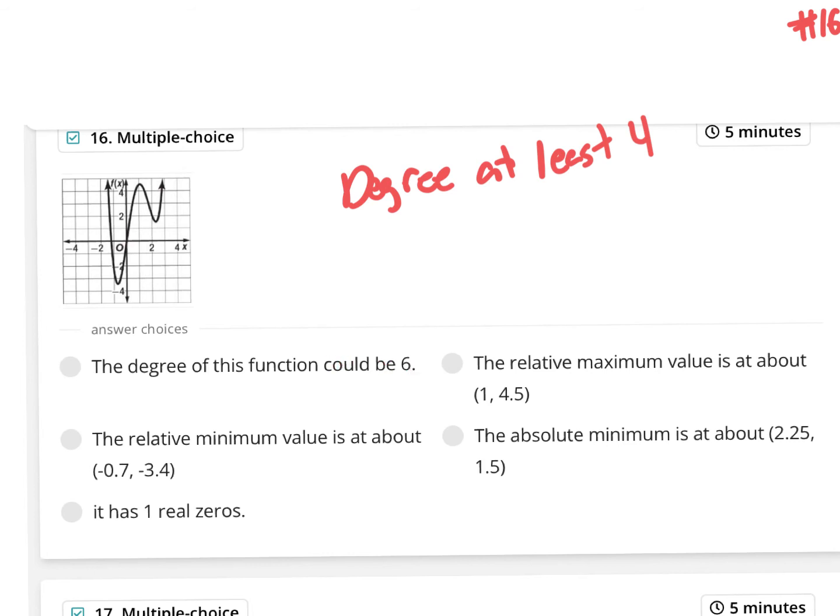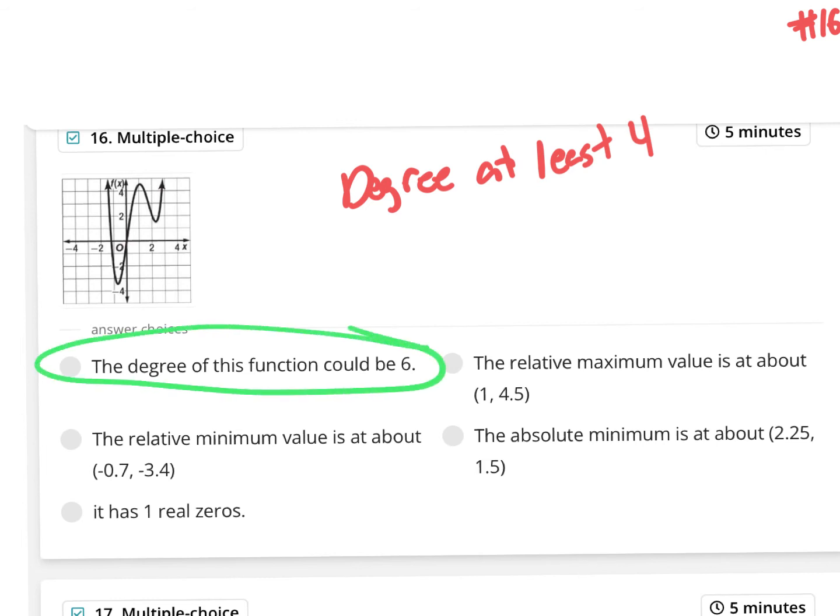So that does work. At least 4, it means it could be 4, it could be 6, it could be 8. And it cannot be 7 or 9 because it's an even degree function. It has 2 arrows pointing up. So this is a correct answer, or one of the correct answers.